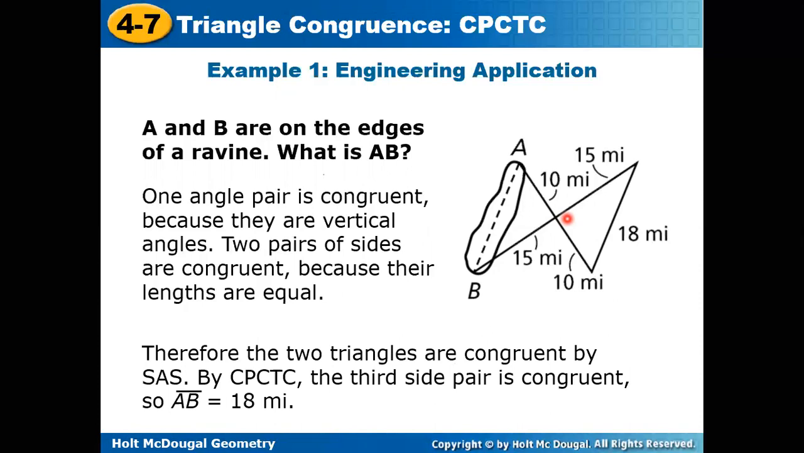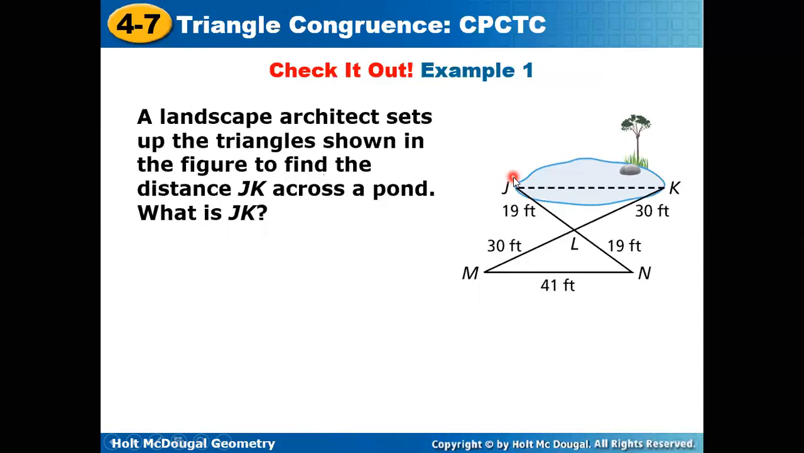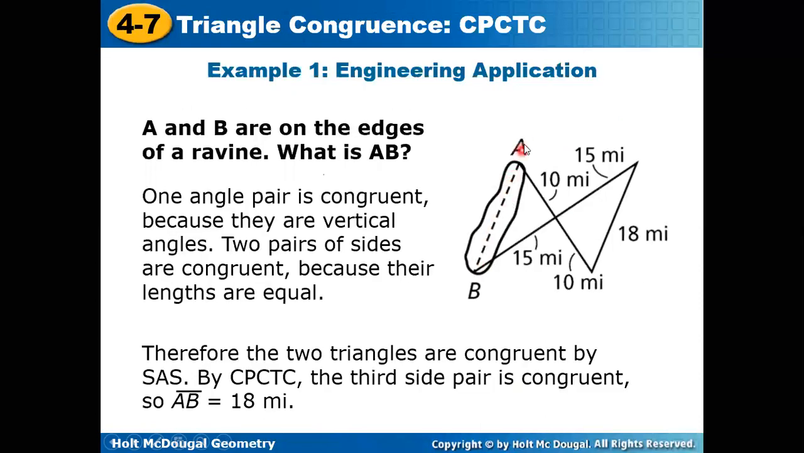Okay, after we finished, we can write that by CPCTC the third side pair is also congruent. What is the third side? The third side in the first triangle, which is AB. And the third side here is 18. So AB is equal to 18 miles.